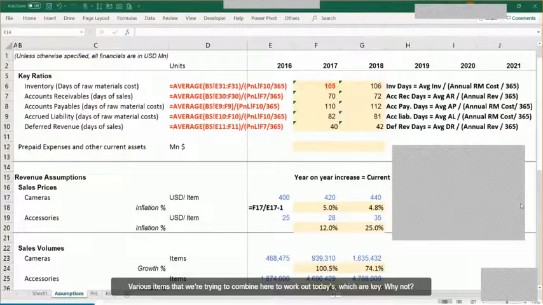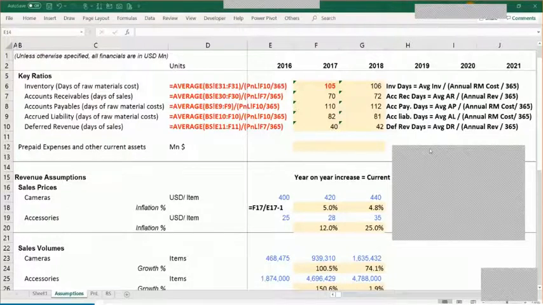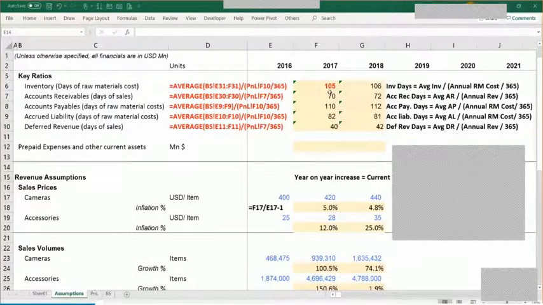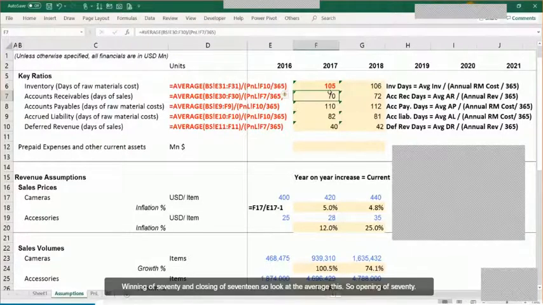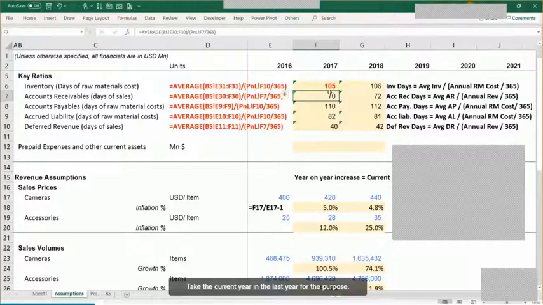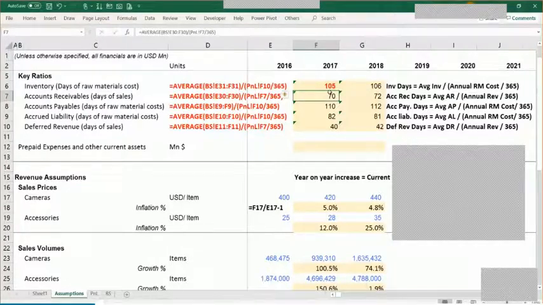Vishaki, why not 2016 to 18? See, if I'm trying to work out some number for 2017, then it's basically the opening of 17 and closing of 17. So look at the average this way. Opening of 17 is basically the closing of the last year. That's why we take the current year and the last year for the purpose of average.